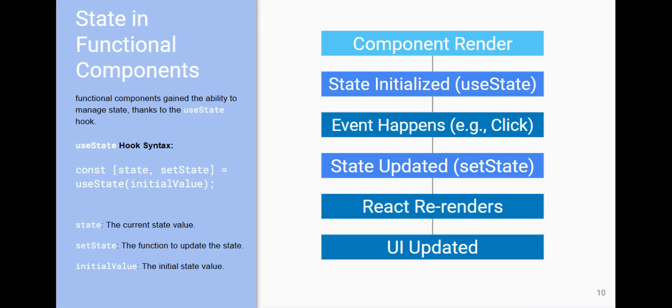Now let's see the state update process. When an event happens, let's say a button click, the state is updated using the setState function. Once the state changes, React will automatically trigger a re-render of the component. This re-render ensures that the UI is updated to reflect the new state value.